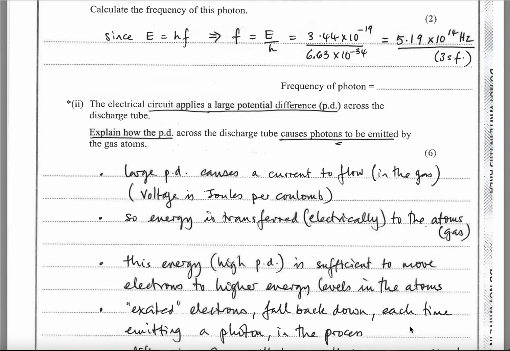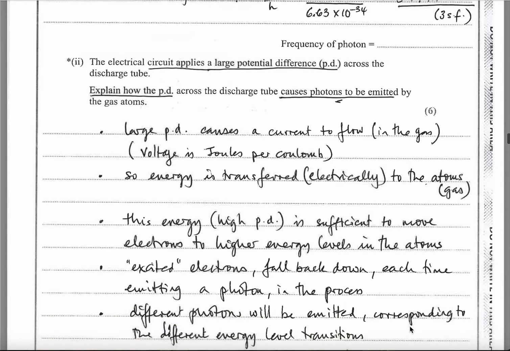So now we've got 4 marking points that we can get. The process of de-excitation is the process that emits the light, not the energization. The energization is putting the electrons into a level where they can then fall back down, and they will. What goes up must come down again. So different photons will be emitted corresponding to the energy level transitions which are available in the atom of the gas. It depends on the gas that you're using.